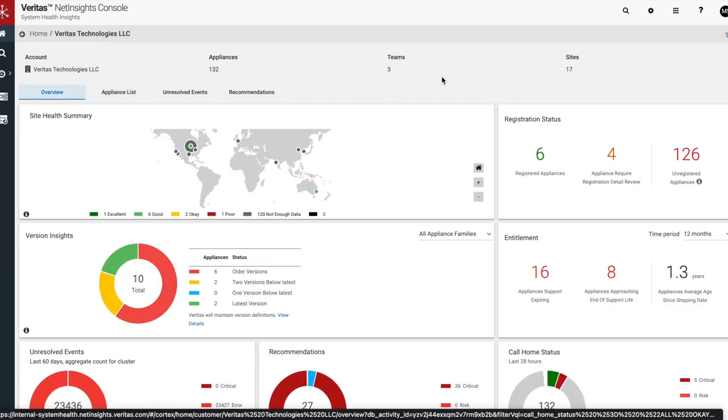In summary, get the full potential and return on investment from your Veritas appliances by enabling Call Home, registering your appliances in System Health Insights, and by taking actionable recommendations to reduce risk and take control of your infrastructure.